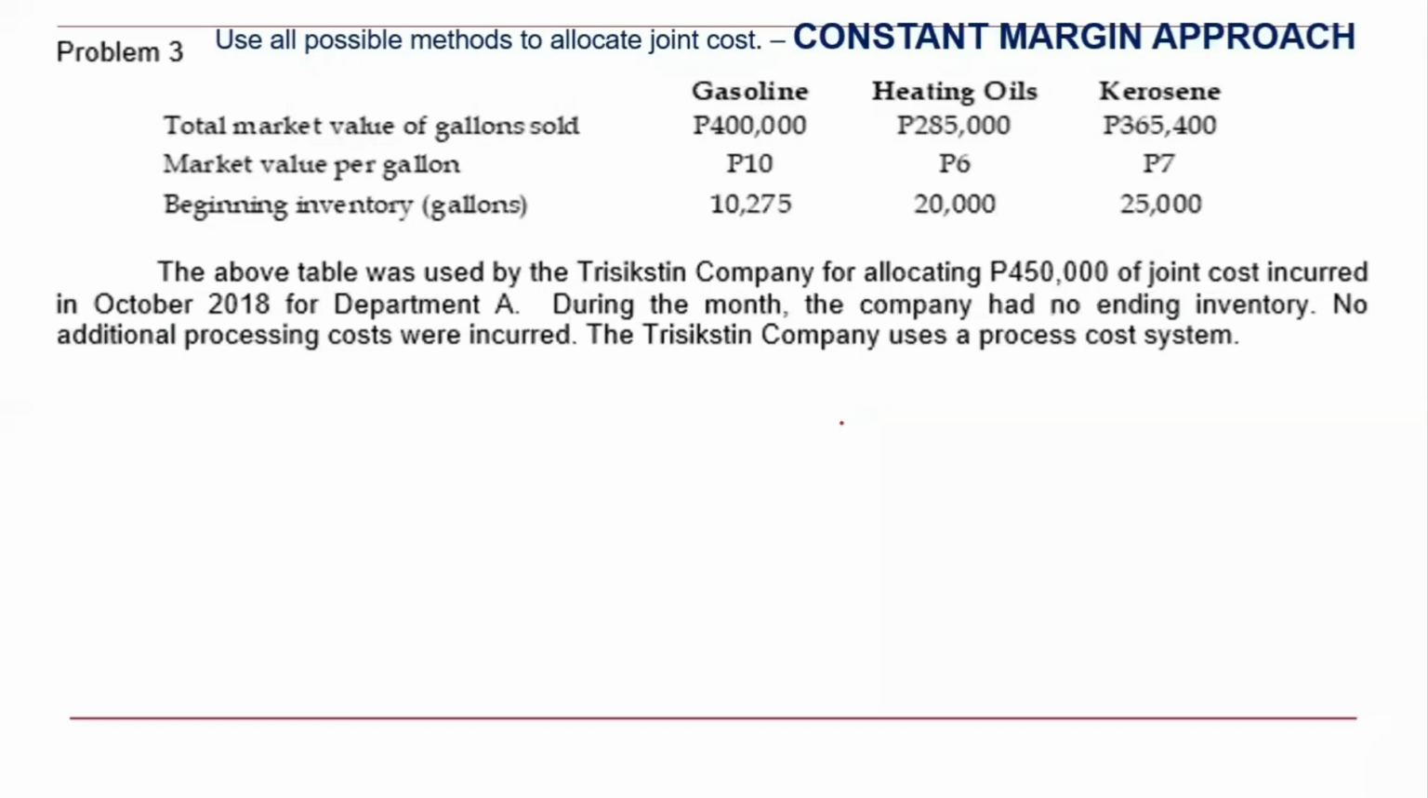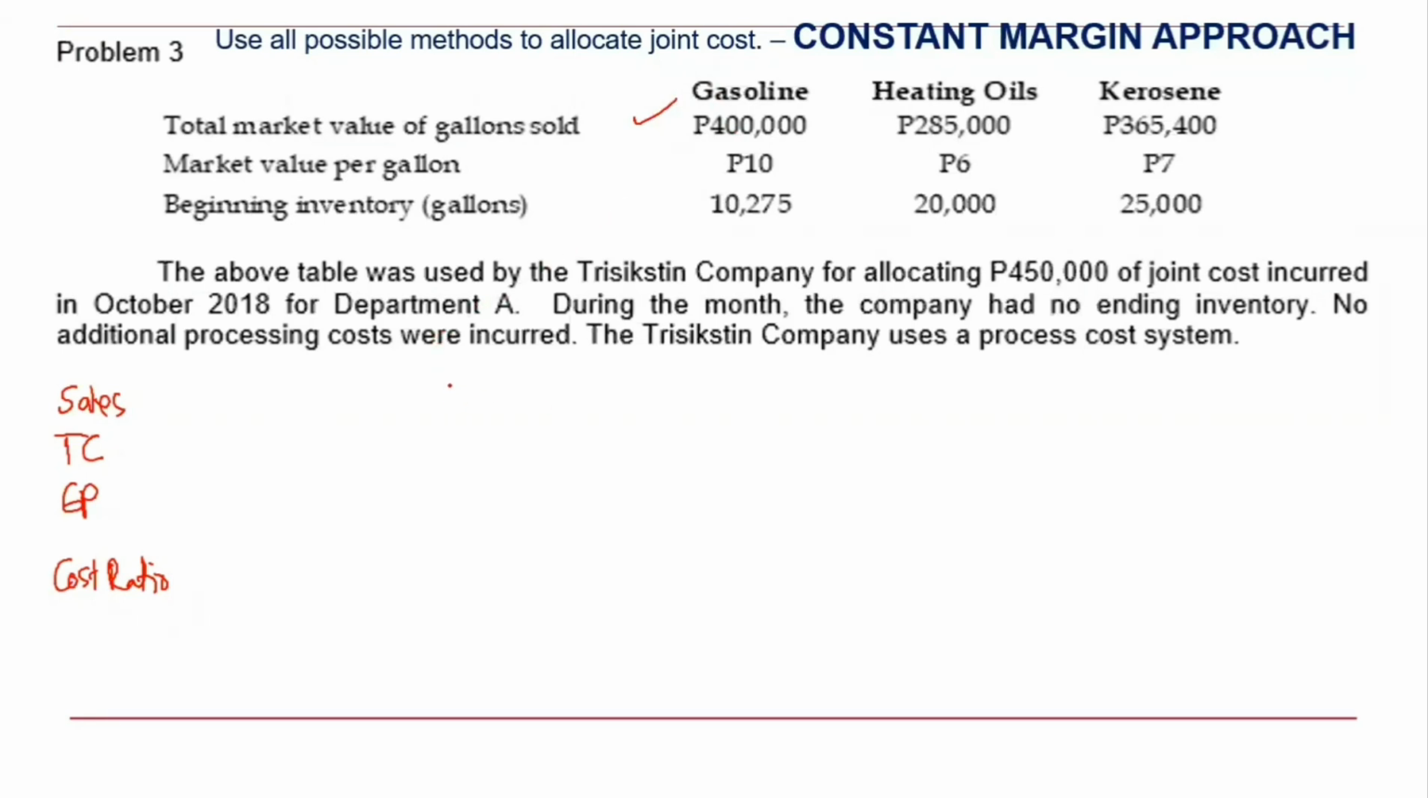Number 3 pa rin, pero constant margin approach yung gagamitin natin. So how do we make use of the constant margin approach? Ano ulit sabi natin? Sales minus the total cost. We have the GP. From the GP, kunin natin yung cost ratio. Paano kunin yung cost ratio? 1 minus GP. Magkano yung sales natin? Pero teka lang, yung sales na may kinalaman, hindi po itong sales na to. Yung sales nung produce na gallons natin.